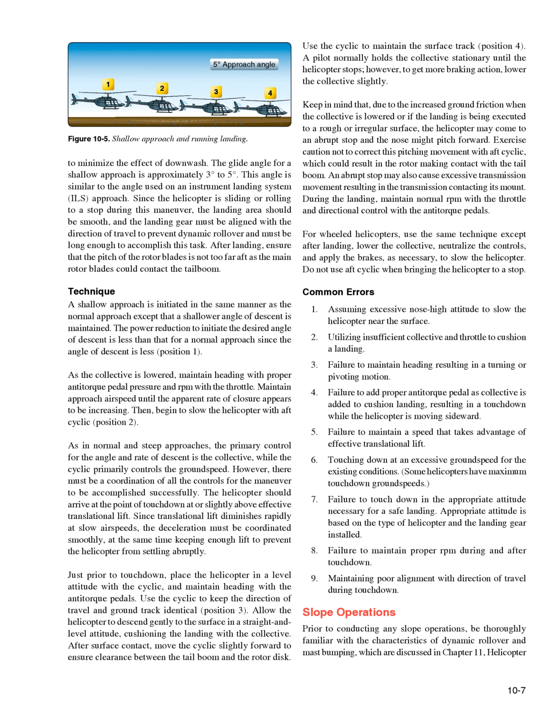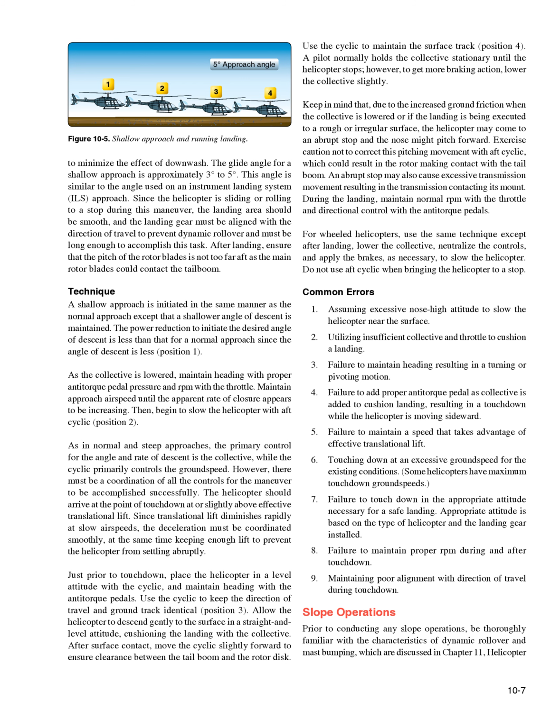Technique. A shallow approach is initiated in the same manner as the normal approach except that a shallower angle of descent is maintained. The power reduction to initiate the desired angle of descent is less than that for a normal approach since the angle of descent is less. Position 1. As the collective is lowered, maintain heading with proper anti-torque pedal pressure and RPM with the throttle. Maintain approach airspeed until the apparent rate of closure appears to be increasing. Then, begin to slow the helicopter with aft cyclic, position 2.